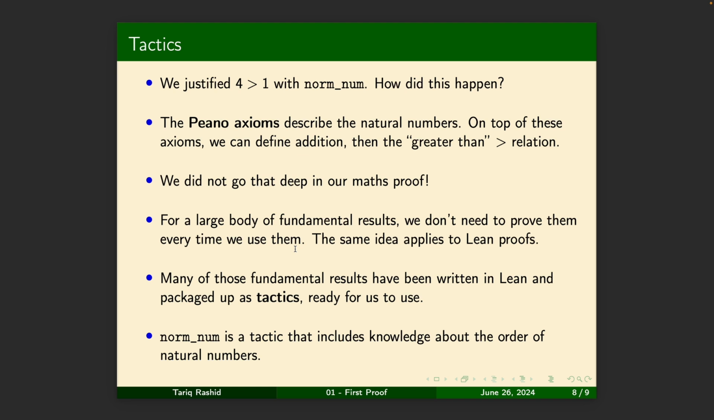So how did that happen? Well, we've already said you could do it by going all the way back to the Peano axioms and defining addition and then greater than and proving it deeply and thoroughly like that. But actually, as I said, most practical everyday proofs, you don't have to go all the way back to the beginning.